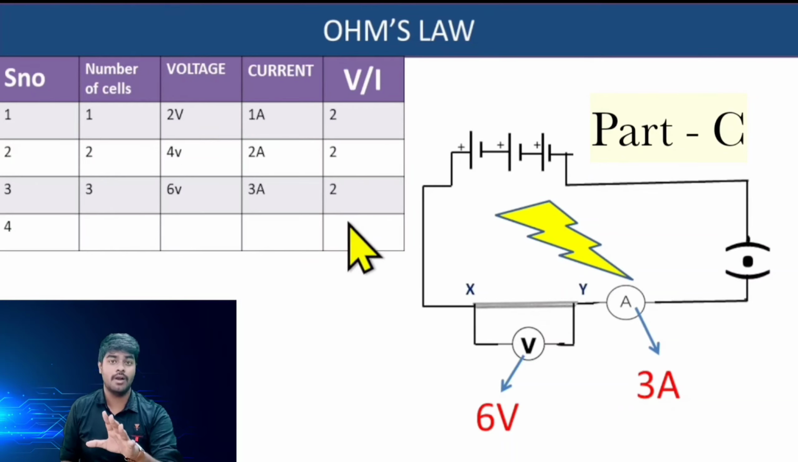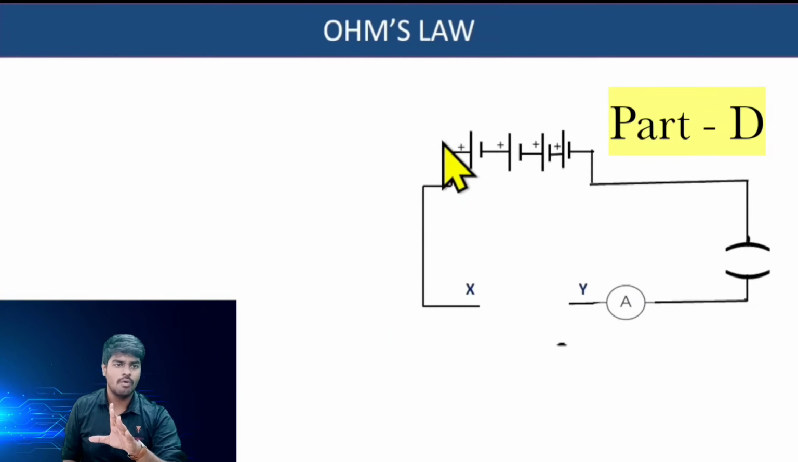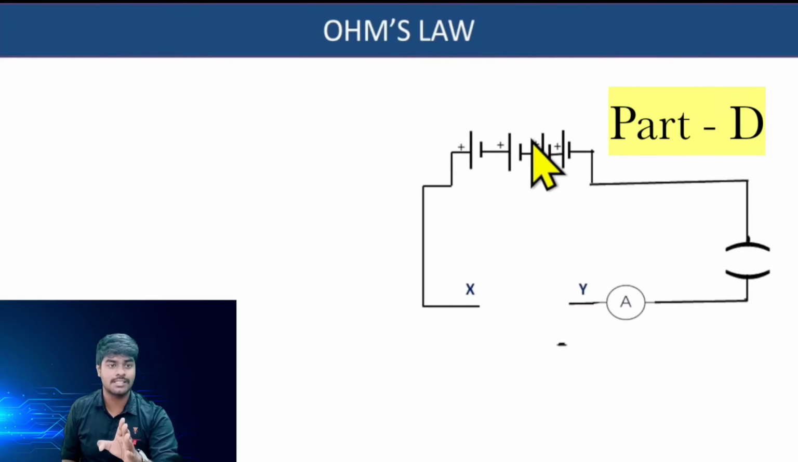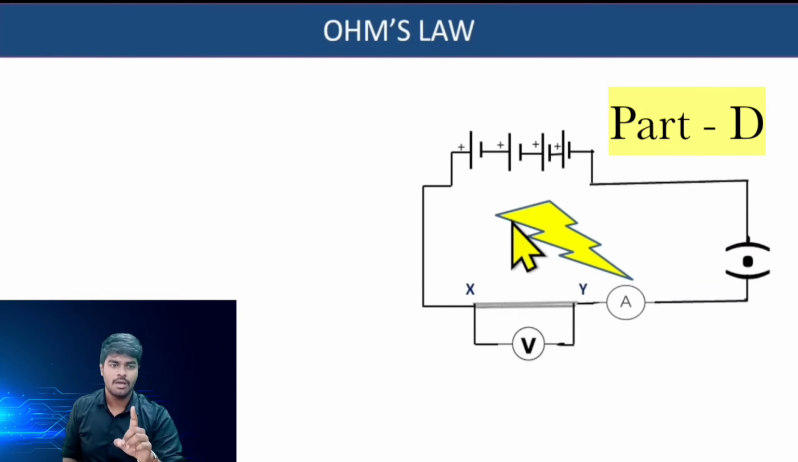Okay, fine. And the last, part D. In part D we have 4 cells. We connected 4 cells, nichrome wire, voltmeter, switch on the circuit, and the current is flowing in the circuit. Just guess what the voltmeter and ammeter readings are. Just put a guess on it.